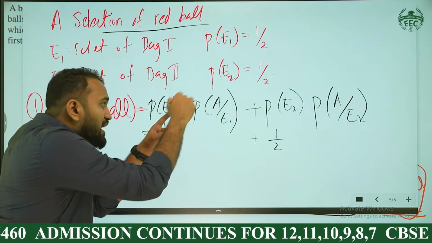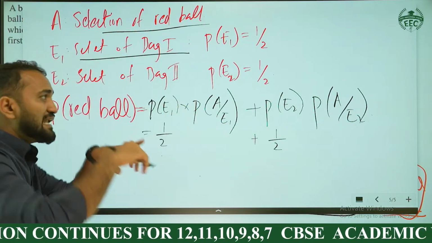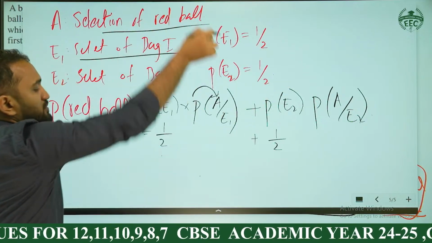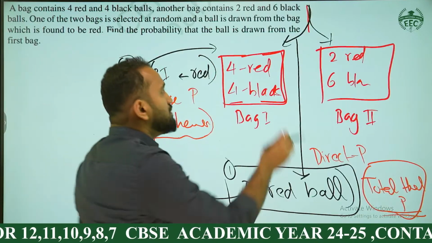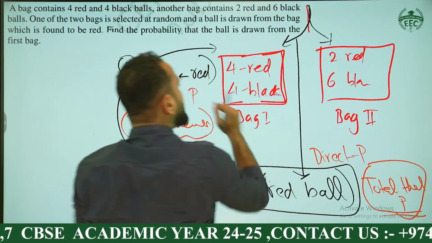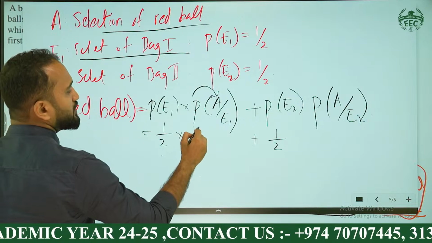Now, what is P of A given E1? If E1 happens, which means the first bag is being selected, in that case, tell me what is the probability of event A? What is the probability of selection of a red ball? Guys, if the first bag is selected, only this guy is over here, then tell me what is the probability of selection of a red ball? This will be 4 by 8.